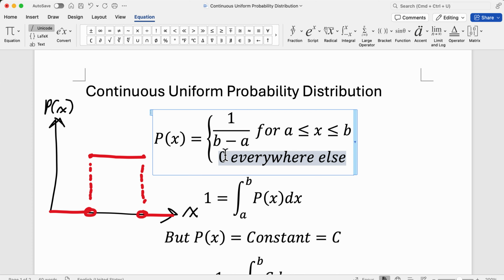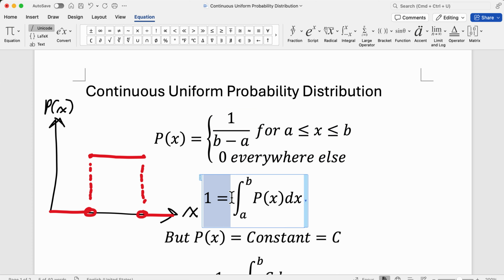The 0 everywhere else and the 1 over b minus a need to be there in order for the axioms of probability to be satisfied. Namely, if you add up all the probabilities of disjoint events, they sum up to 1. Since we're dealing with real numbers, which are continuous quantities, we can do this using an integral, and therefore take the integral of a function.